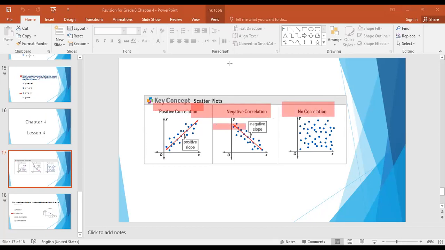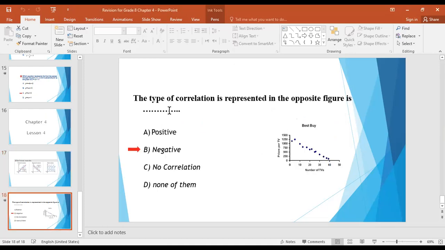How will the question come in the quiz? I will ask you a question like this: the type of correlation represented in the opposite figure is, and you have to choose: positive, negative, or no correlation? So actually, you need to draw the line. The line will be like this. So it is negative correlation.